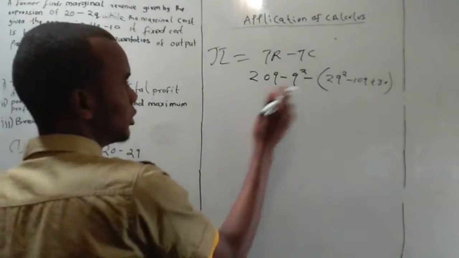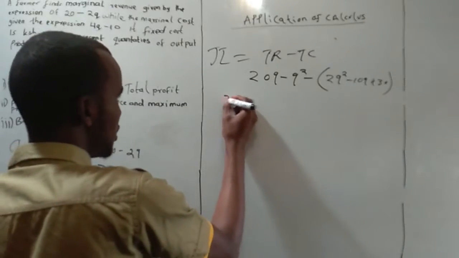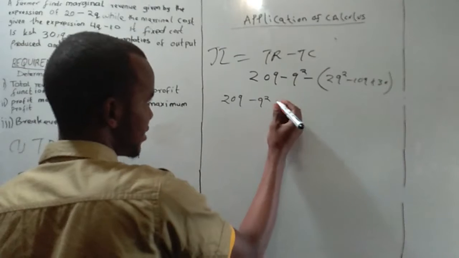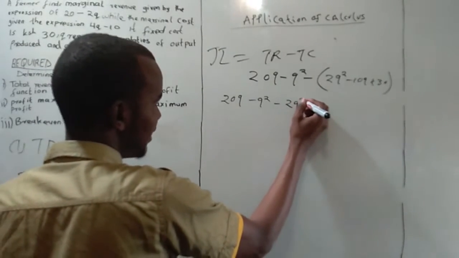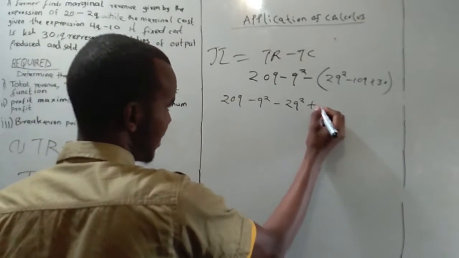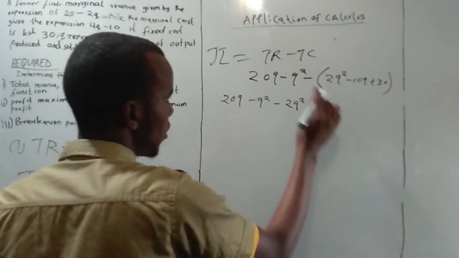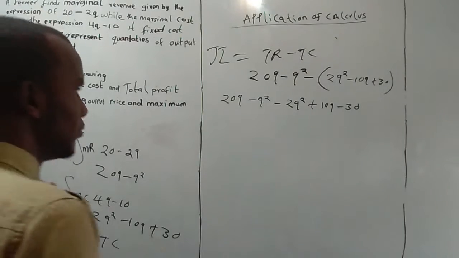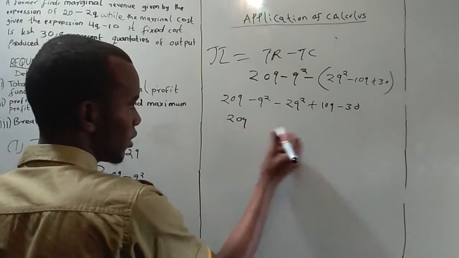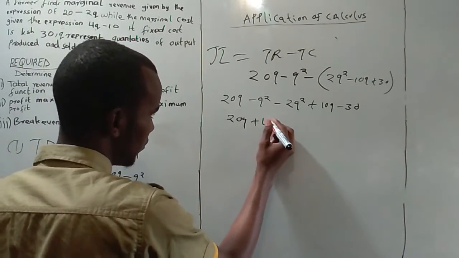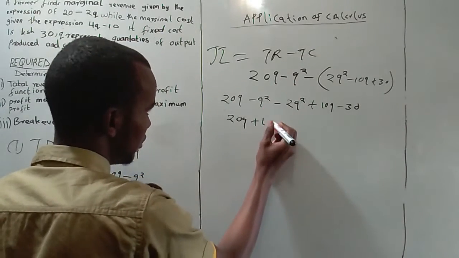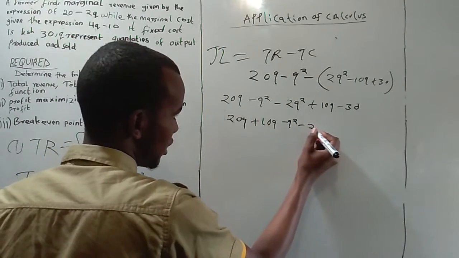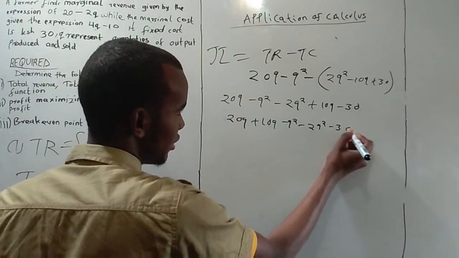Now we collect the items. We open the bracket first. 20q minus q squared, minus plus comes to minus 2q squared, minus plus 10q, minus plus minus 30. You collect the items: 20q plus 10q, minus q squared minus 2q squared, minus 30.